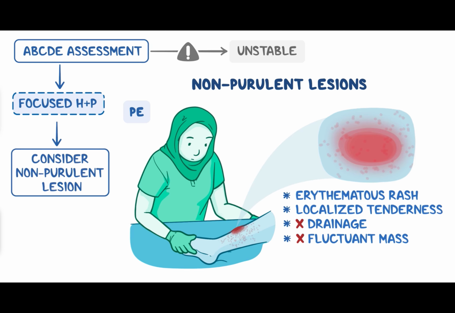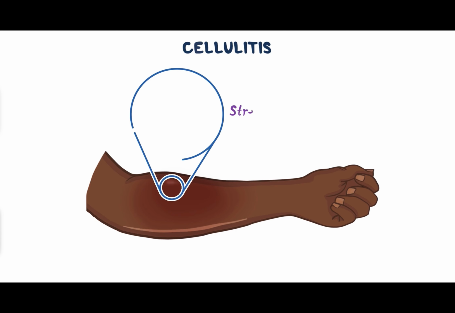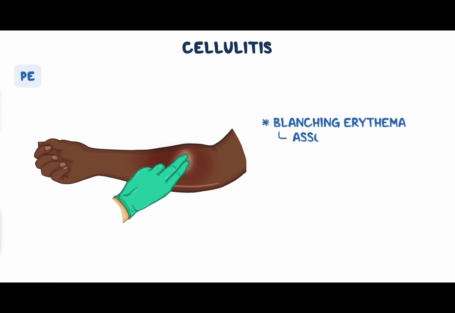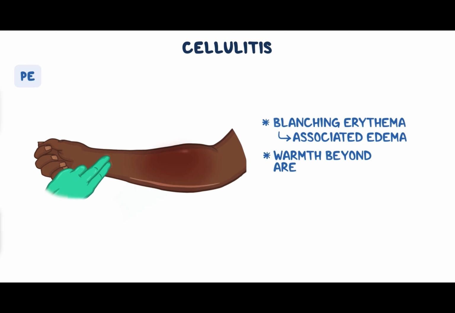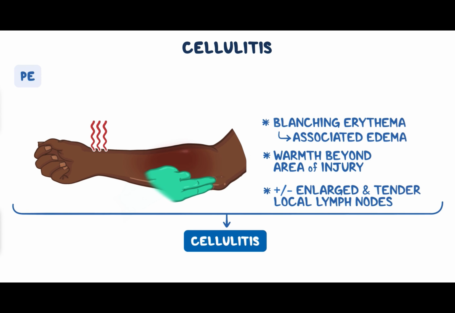Let's dive in and talk about different types of non-purulent SSTIs, starting with cellulitis, which is most commonly caused by Streptococcus species. Patients with cellulitis usually report a history of a minor cut or other skin wound and possibly systemic symptoms like fever and chills. Exam often reveals blanching erythema with associated edema and warmth beyond the area of the injury. In some cases, you might even feel enlarged and tender local lymph nodes. If these are your findings, you're dealing with cellulitis.